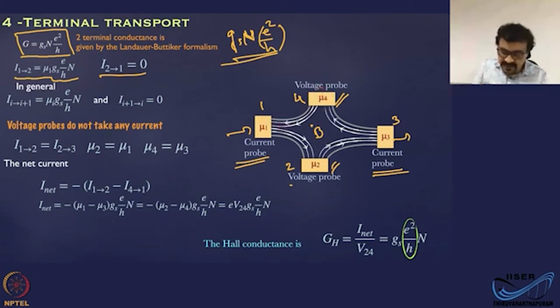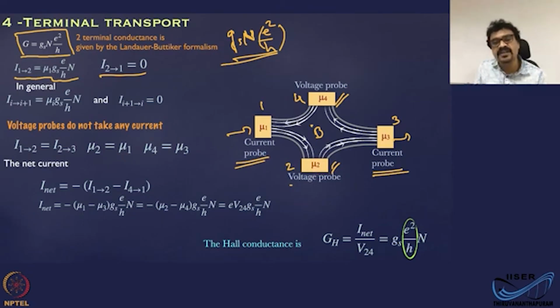So in general, what I can write is that the current from probe I to the (I plus 1)th probe is this quantity, but the reverse, I plus 1 to I, is 0, if you number the probes cyclically in this order. And as I told, the voltage probes do not take any current. I explained all these things already. I from 1 to 2 is the same as 2 to 3. Whatever goes from here to 2 will go to 3. That means this voltage probe can only sense.